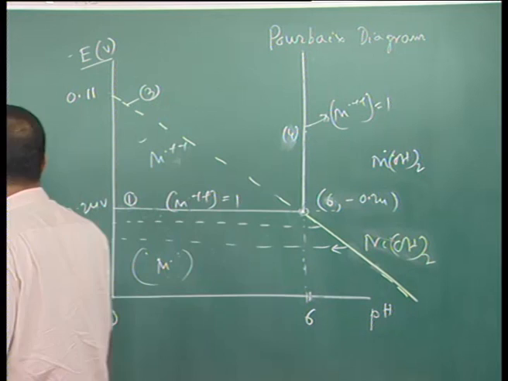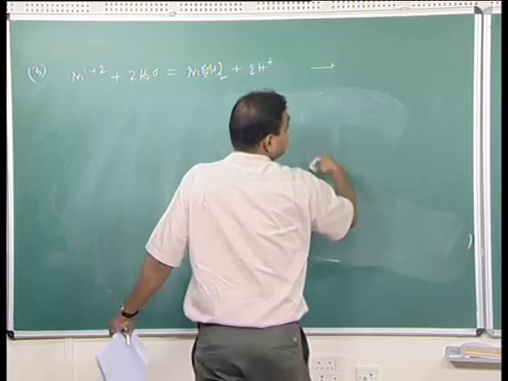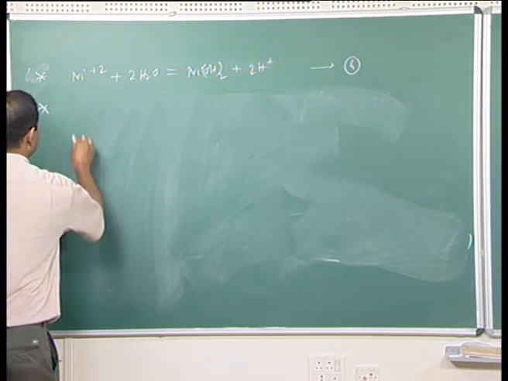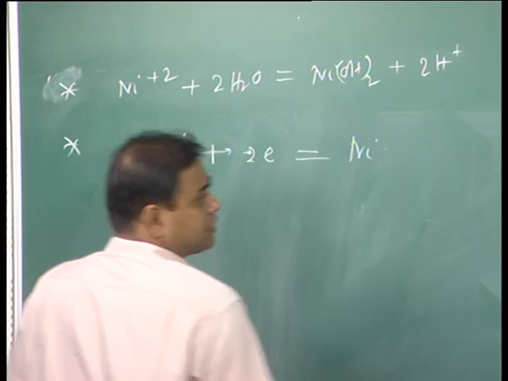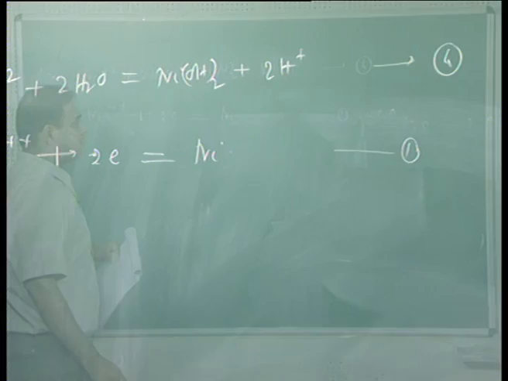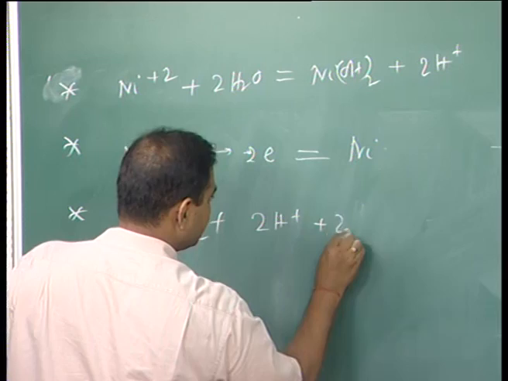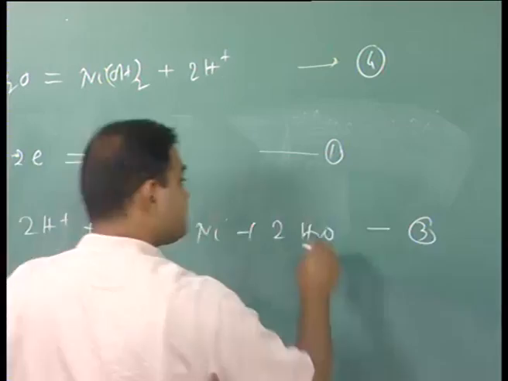Now, these three lines, we can now remove all those things. Let me put all the three lines. This is line number 4. Now, let us say I am putting star marks: Ni plus plus plus 2e going to Ni. This is line number 1, corresponding to equation 1. Then the third one, which is Ni(OH)2 plus 2H plus plus 2e going to Ni plus 2H2O. This is line number 3, corresponding to equation number 3.